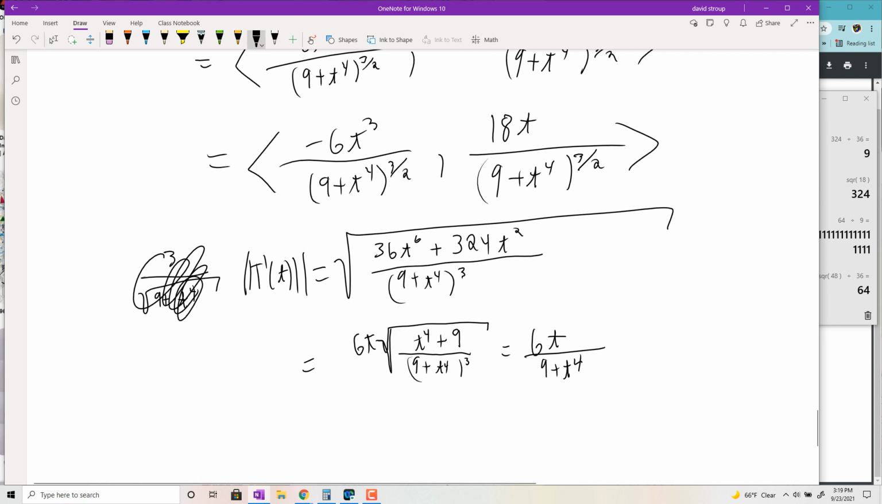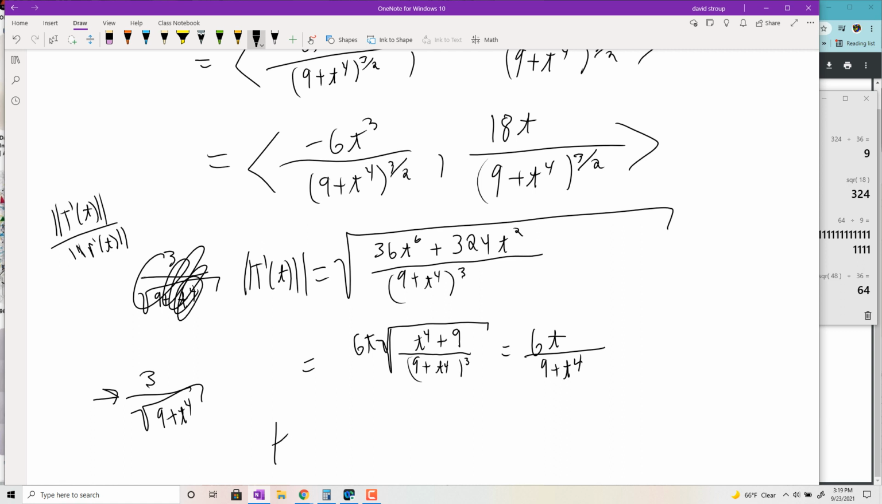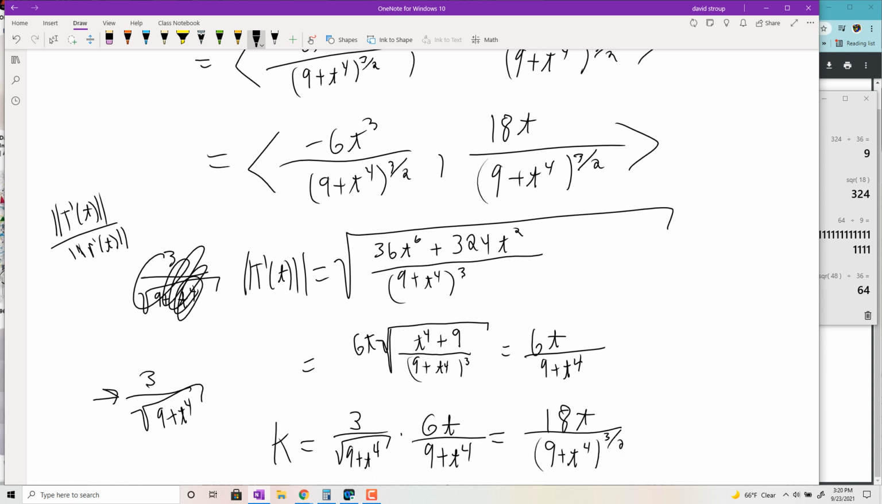And then the magnitude of the other thing was 3, the reciprocal of it was 3 over the square root of 9 plus t to the 4th, because what we're looking for is the magnitude of T prime of t all over the magnitude of r prime of t. And this thing here is the reciprocal of the magnitude of r prime of t. So for our curvature then, it's 3 all over the square root of 9 plus t to the 4th times 6t all over 9 plus t to the 4th, which will equal 18t all over 9 plus t to the 4th to the 3/2. My gosh.